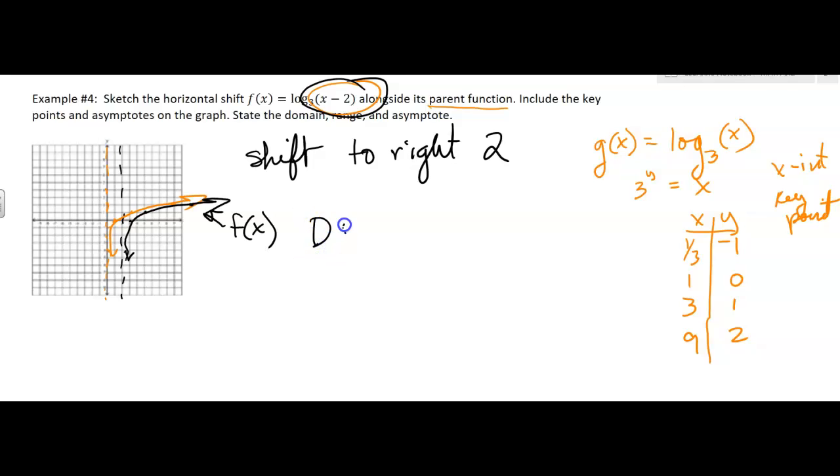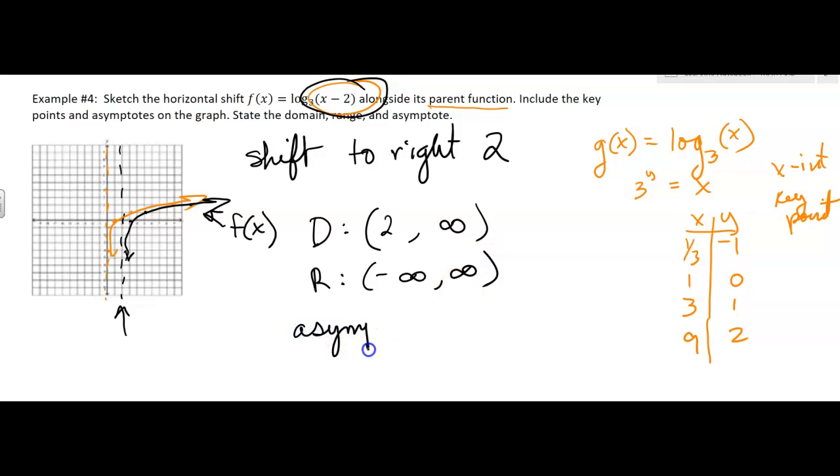So the domain is going to be, now think about the domain here. Where are we starting? We're starting just after 2, because we had to move the asymptote to the right 2 units. So it's going to be 2 to infinity. The range is going to be all real numbers. And then the asymptote is going to be a vertical asymptote, x equals 2. Okay? All right.